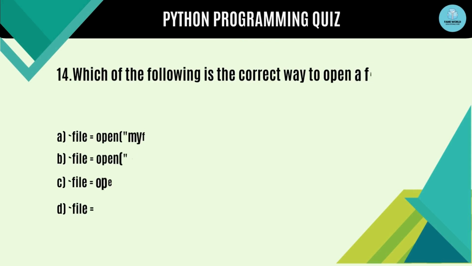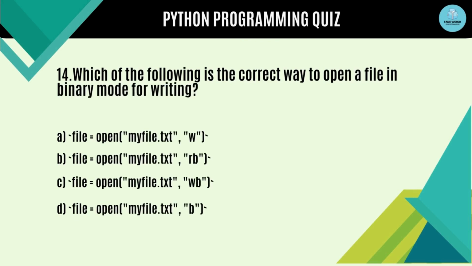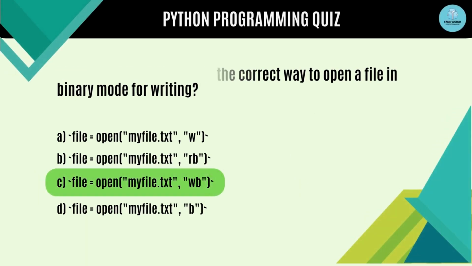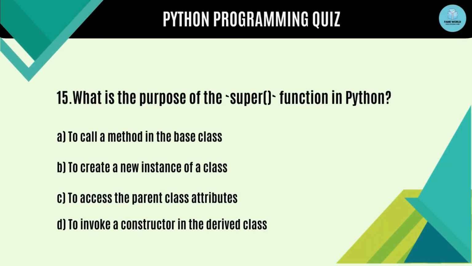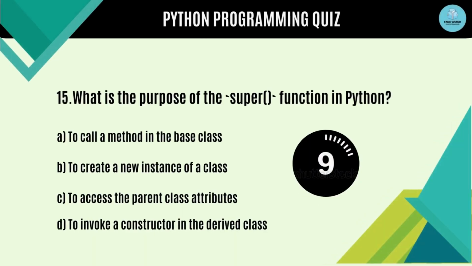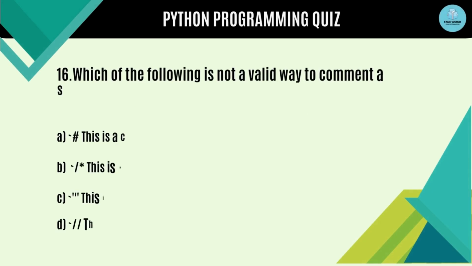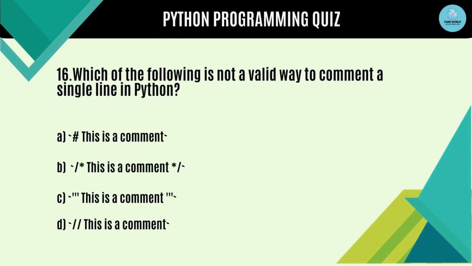Which of the following is the correct way to open a file in binary mode for writing? What is the purpose of the super function in Python? Which of the following is not a valid way to comment a single line in Python?